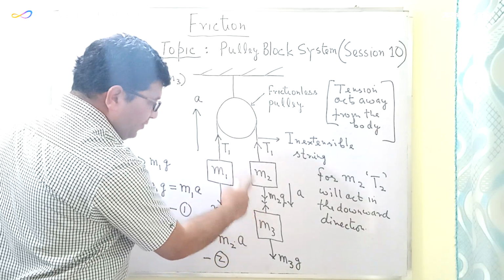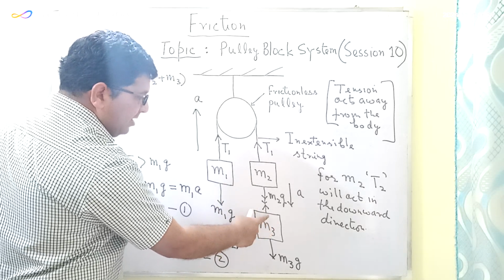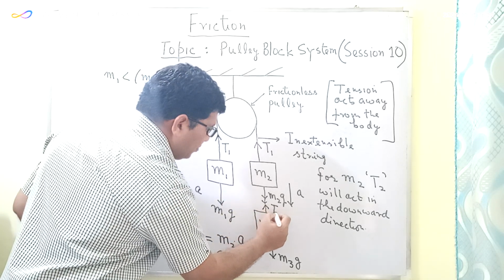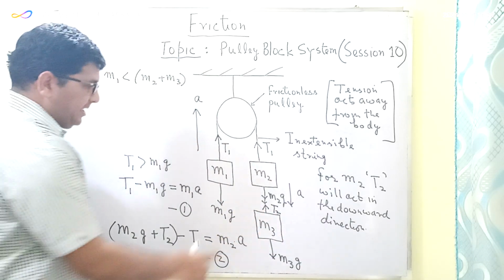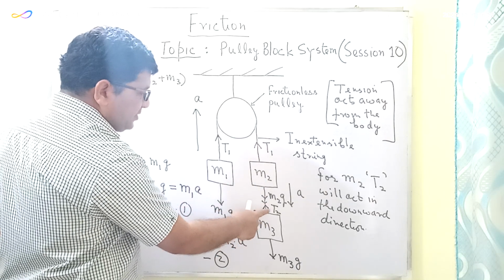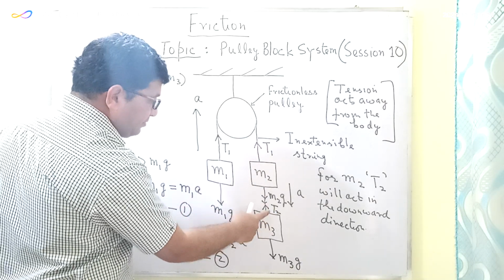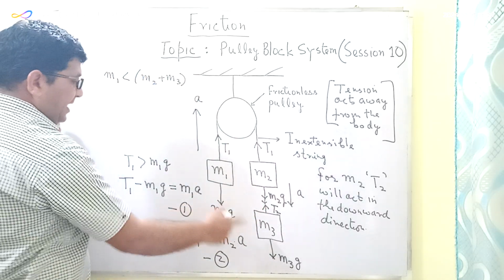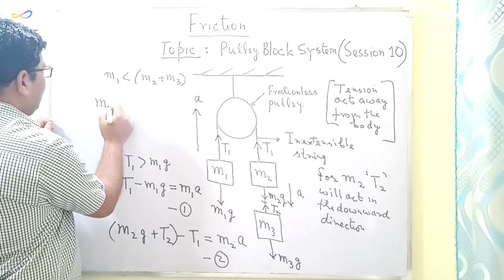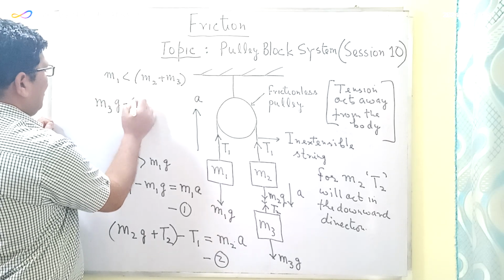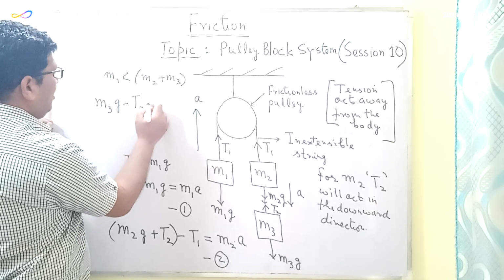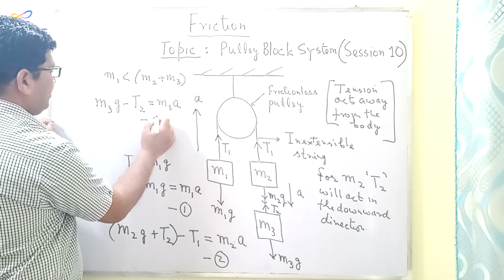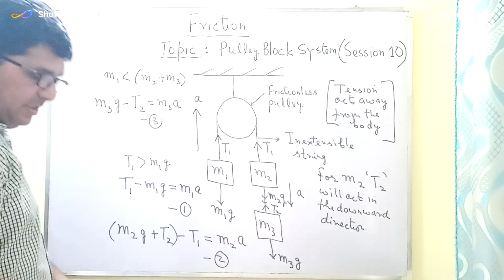Now in the case of this block of mass m3, the force in the upward direction is only the tension T2. And since tension acts away from the body, the direction of this tension T2 for this block of mass m3 will be as indicated by this arrow, that is, in the upward direction. So the net force acting on the block of mass m3 will be equal to m3g minus T2, and this will be equal to m3a. So this is the third equation. So I have got three equations now.